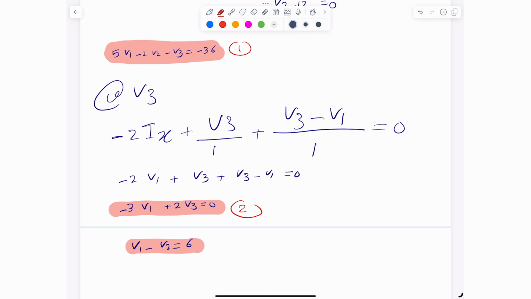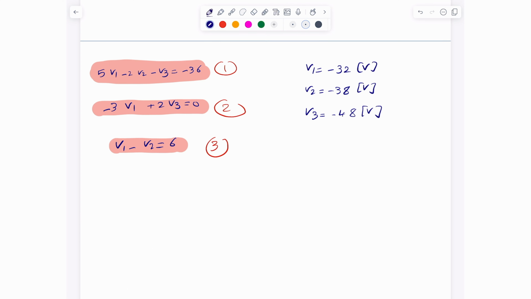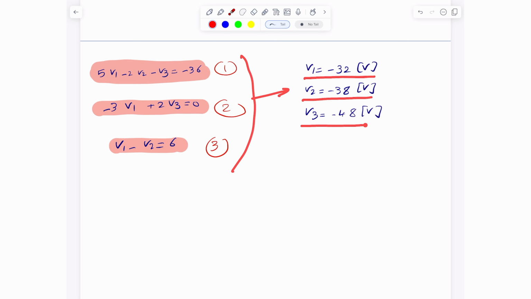So all I have to do right now is just solve these 3 equations with 3 unknowns, and I'll be able to figure out V1, V2, and V3. I rearranged these equations in here so they're easier to see. The solution for these 3 equations tells us what V1, V2, and V3 are.